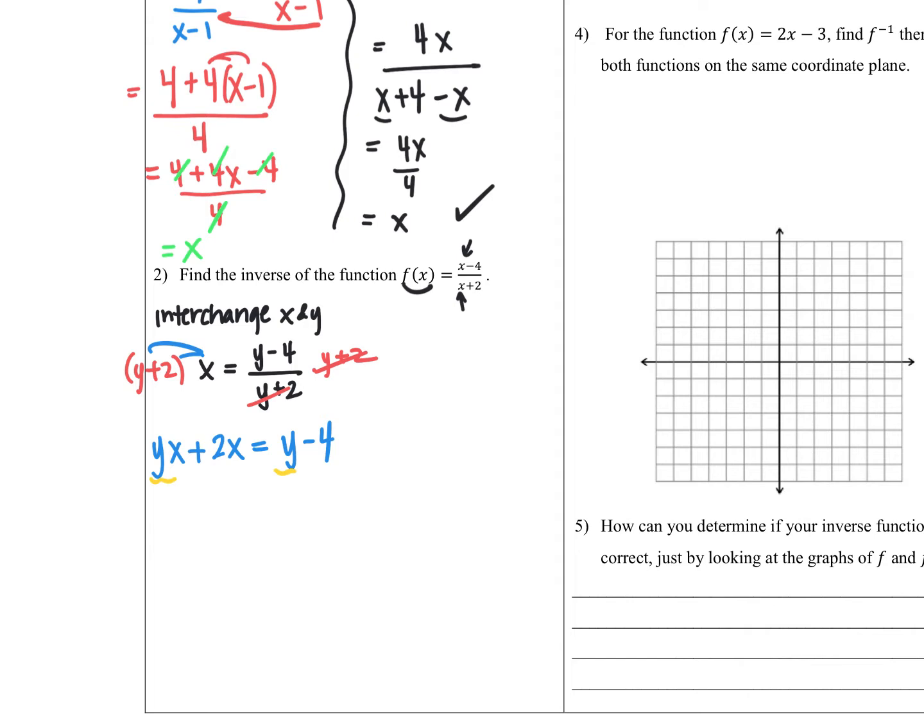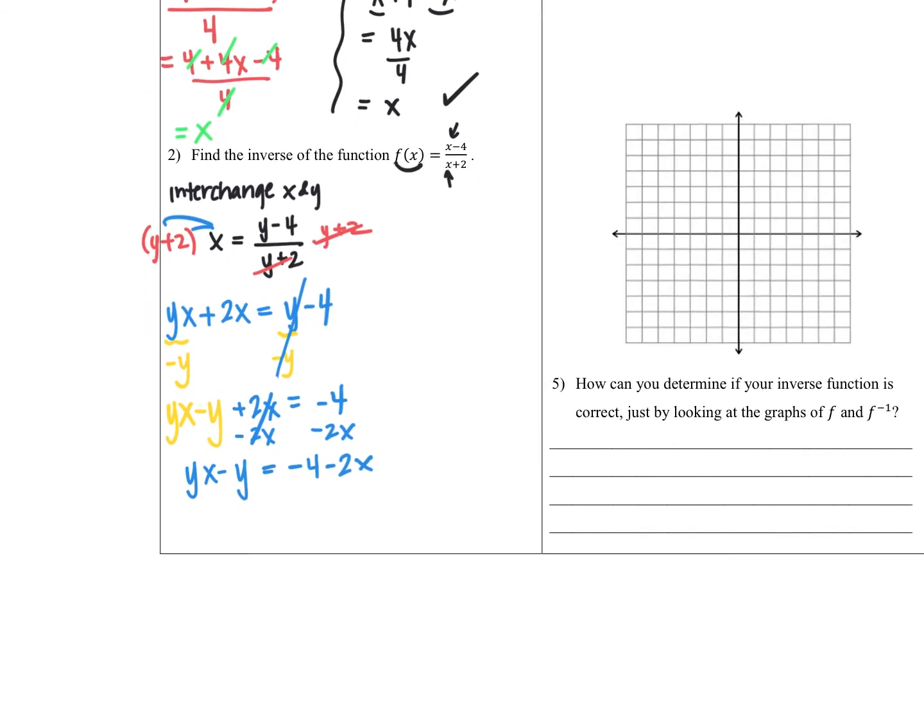Those are my two y terms. I want those to be on one side and then all the other stuff to be on the other side. So I'm going to move my y over here, so I'm going to have yx minus y. I still have my 2x and I still have my negative 4 because those cancel. I'm going to move my 2x over, so that's yx minus y equals negative 4 minus 2x.